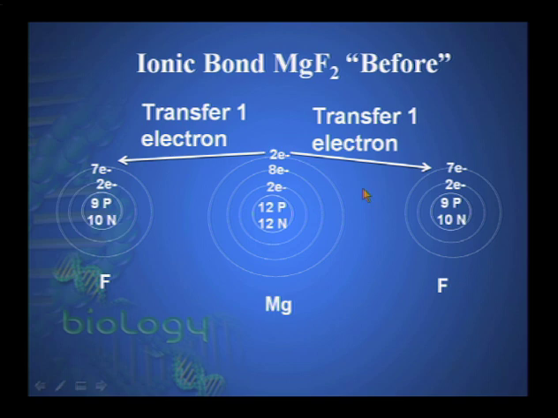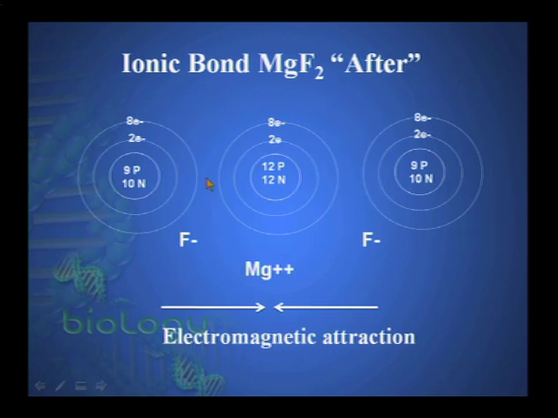So again, if we look at our after picture here, that's exactly what's going to happen. Magnesium would give 1 electron to each of the 2 fluorines. So each fluorine would then have 9 protons and 10 electrons now. So each fluorine would take on a negative charge. So there would be ions, negatively charged ions or anions. Magnesium, having lost 2 electrons, now has 12 positively charged particles, only 10 negatively charged particles. It takes on a charge of +2. So these particles of different charge are held together by the electromagnetic attraction.